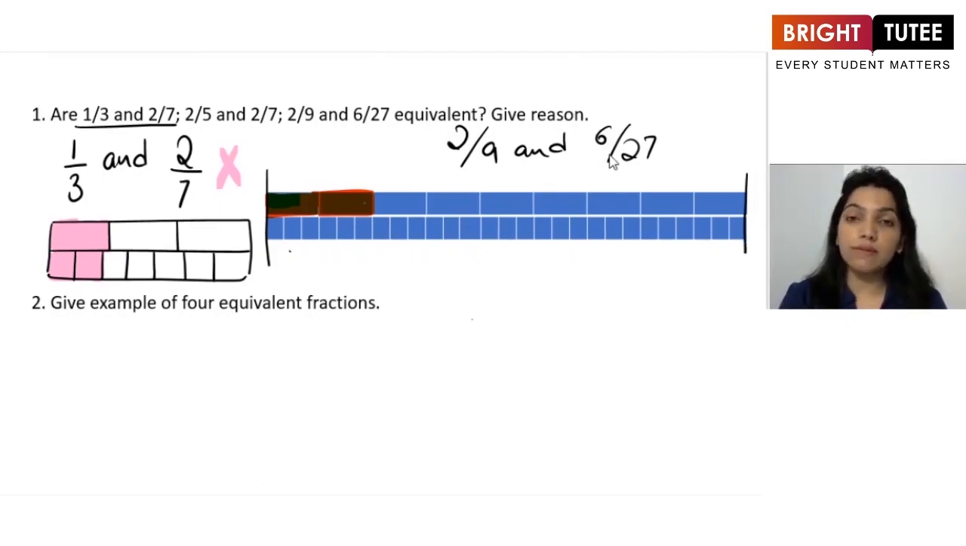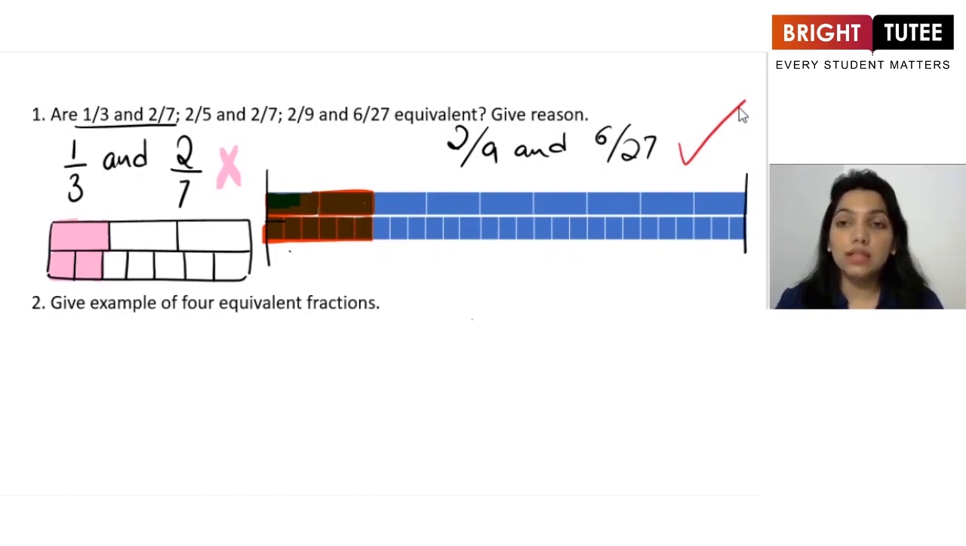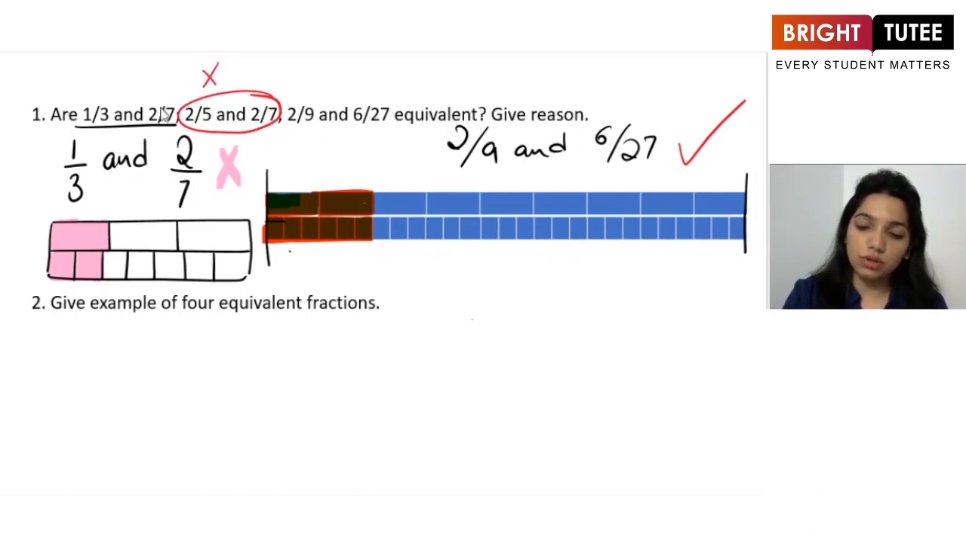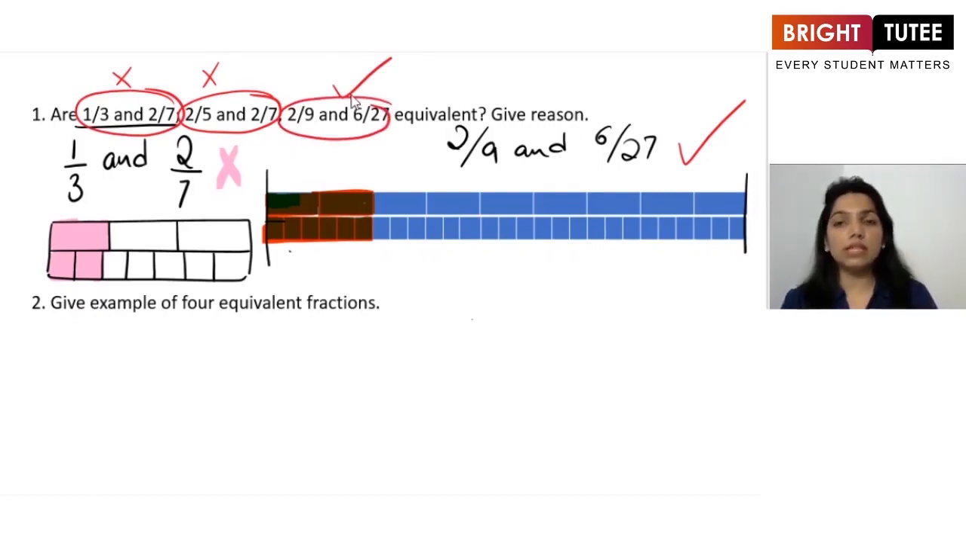So out of 27 we are going to shade 6 of them. So 1, 2, 3, 4, 5 and 6. Now what do we observe? We observe that an equal part of the whole is shaded in both of these images. So what we notice is that out of these 3, the others weren't equivalent. Only this one, 2 over 9 and 6 over 27, is equivalent.